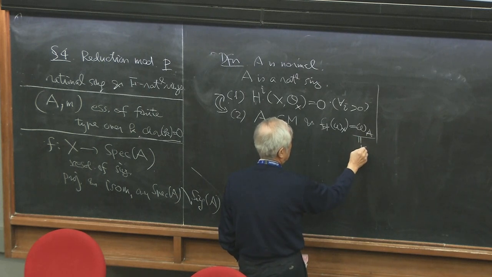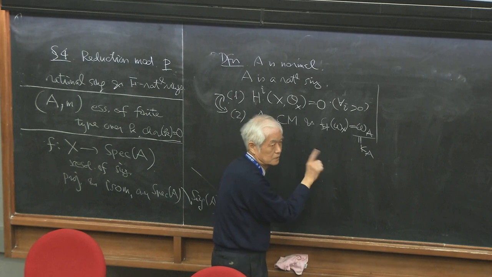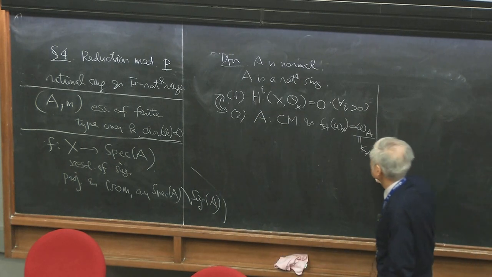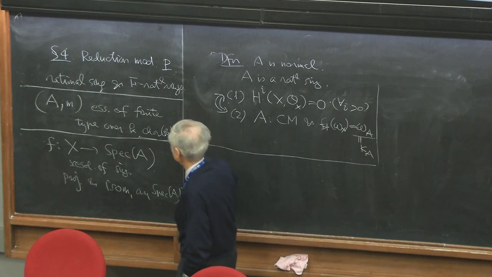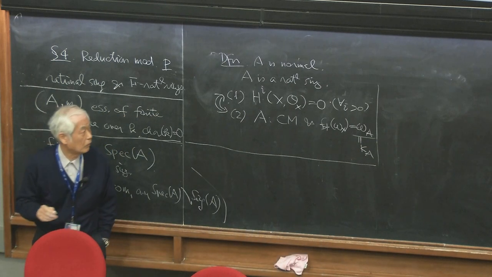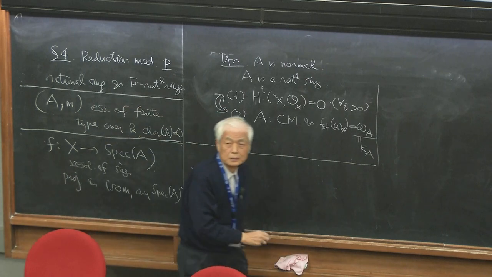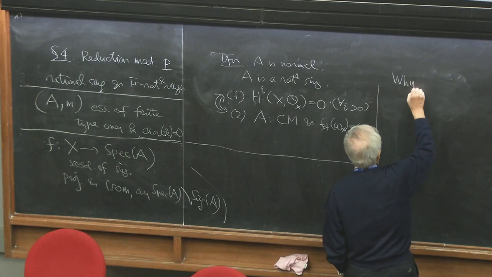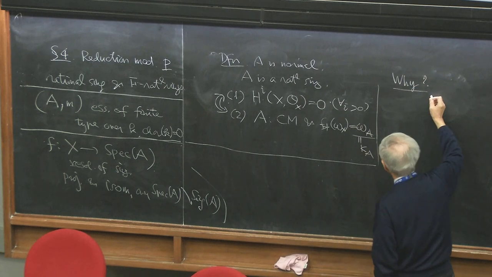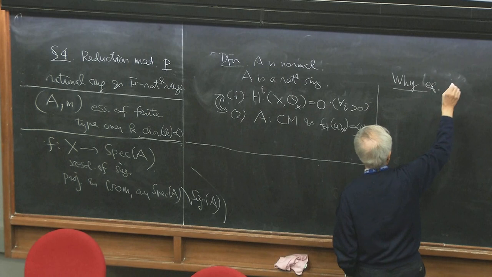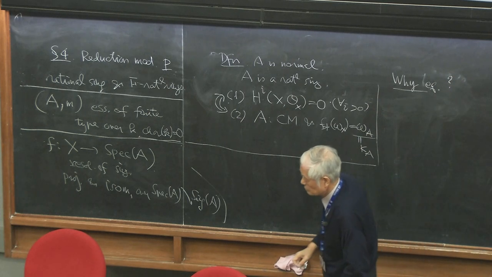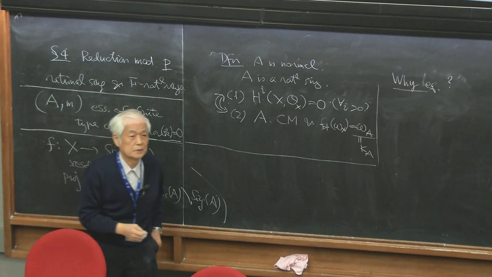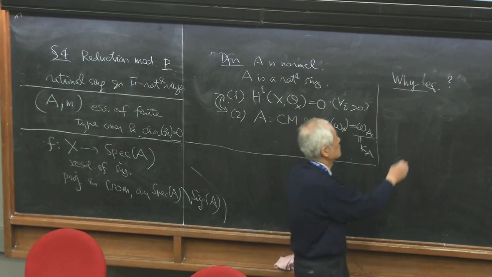I write omega_A and K_A in the same sense. And the first question is why these are equivalent. And to show this, we need Grothendieck duality theory.